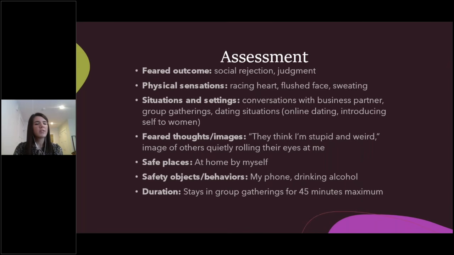His feared physical sensations could be racing heart, a flushed face and sweating. Situations and settings: conversations with his business partner, group gatherings, dating situations, so things like online dating, sending messages online, or introducing himself to women. Feared thoughts and images: they think I'm stupid and weird, or an image of others quietly rolling their eyes at me. His safe place is at home by himself.